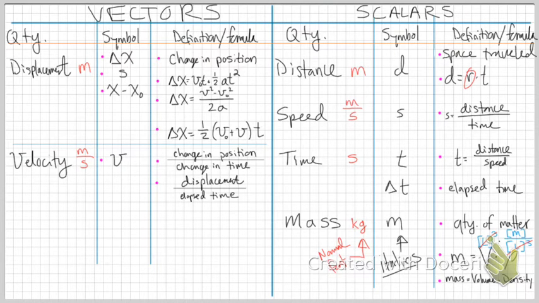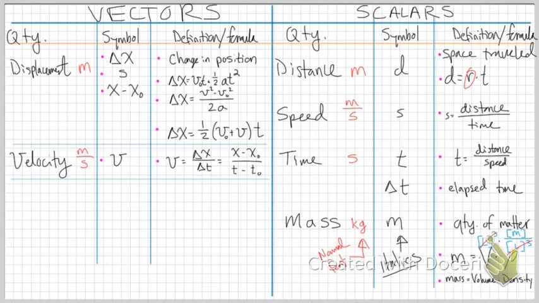Velocity is another vector, and it is symbolized by v. We've seen that in some of the equations we've manipulated. It's defined as the change in position divided by change in time, or displacement divided by elapsed time. But we know we can actually rewrite that now as delta x over delta t, which is x minus x naught divided by t minus t naught. So the change in the position divided by the change in time. This is different from speed.